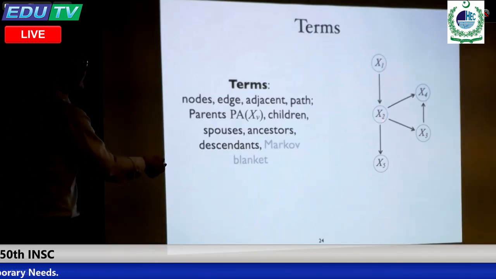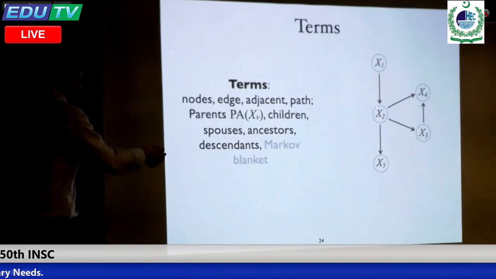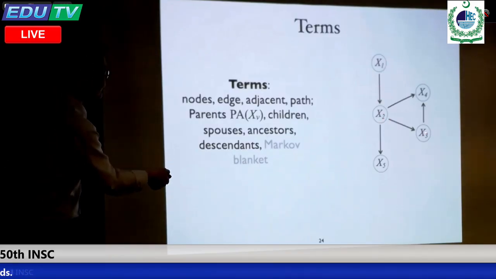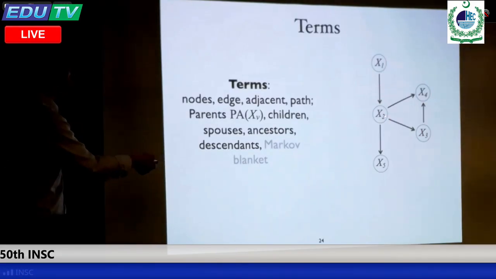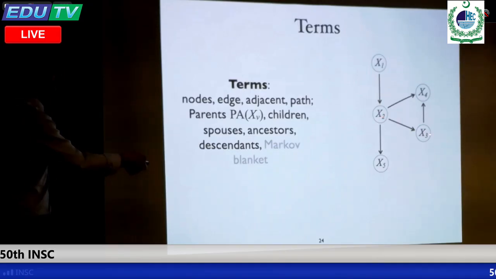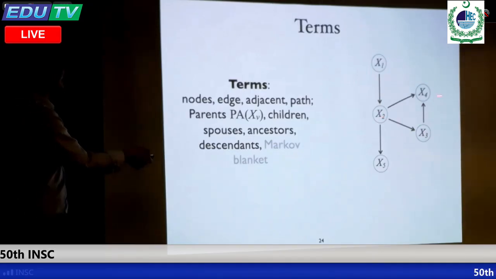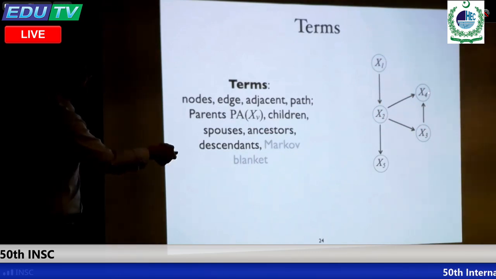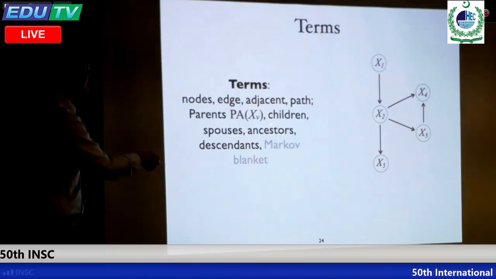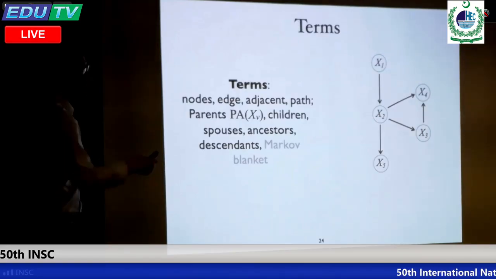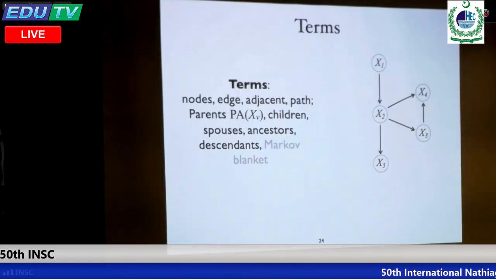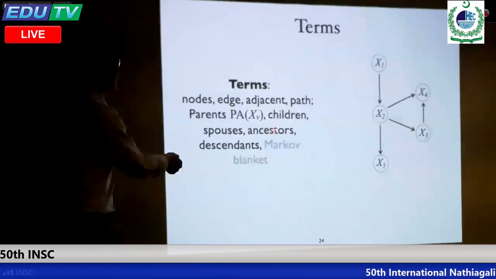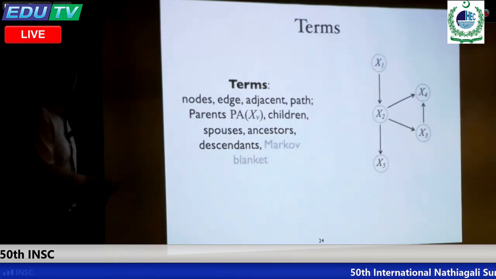And then here, x1 is the parent of x2 because x1 directly gives rise to x2, right, parent. And similarly, x4 has two parents, x2 and x3 right here. And x4 is a child of x2 and x3. And since they have a common child x4, x3 and x2 are spouses. Okay, if they have a common child, they are spouses.